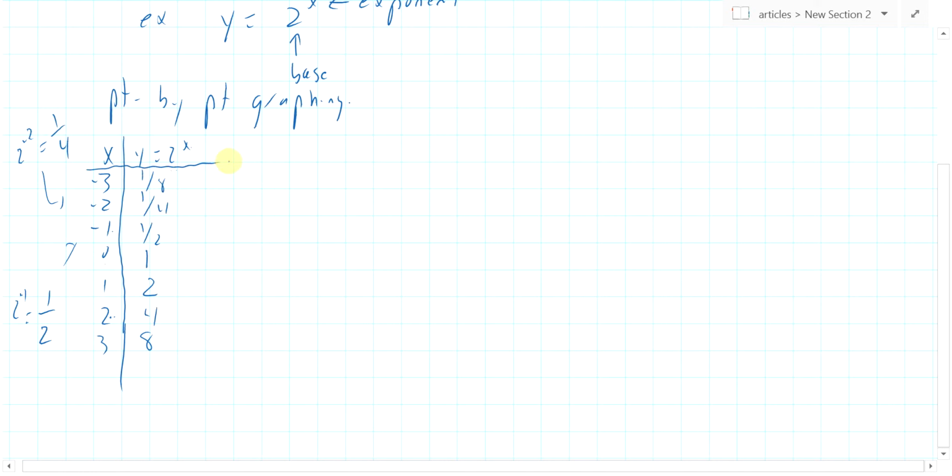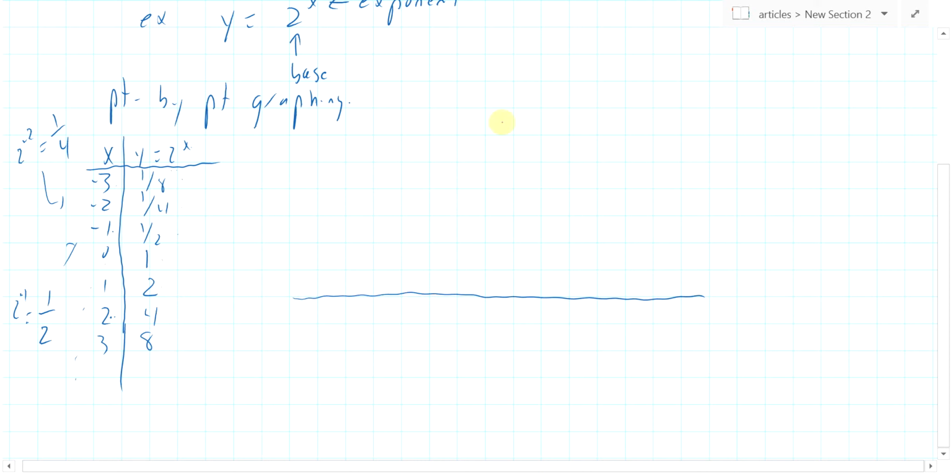So, as your x's become more and more negative, you just cut it in half each time: a half, a fourth, an eighth. As your x's become more and more positive, you just double everything. So 1 times 2 is 2, 2 times 2 is 4, 4 times 2 is 8, etc. So what does the graph of this thing look like?